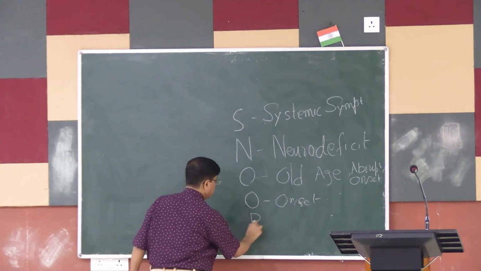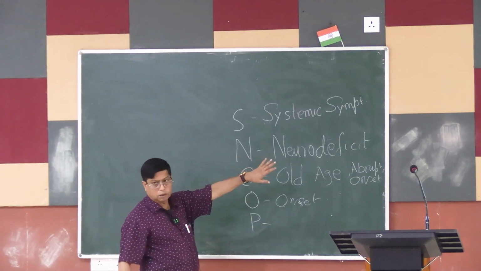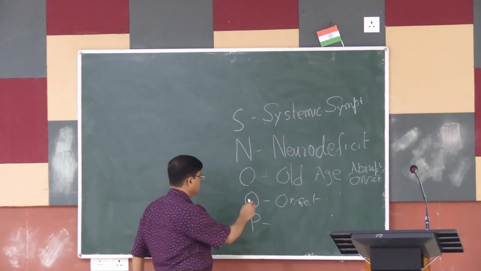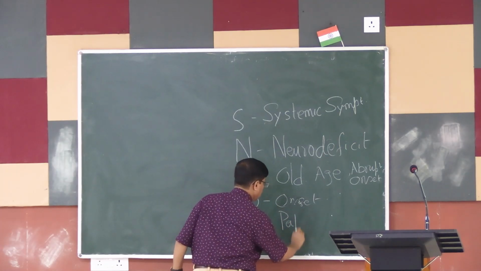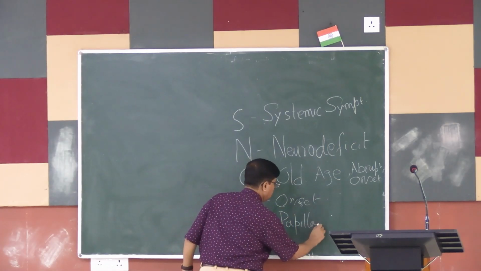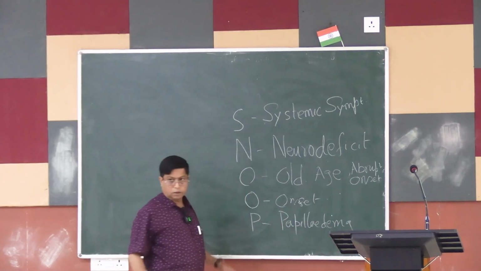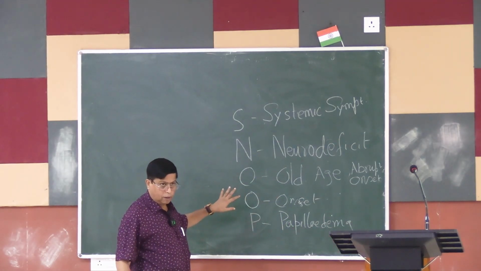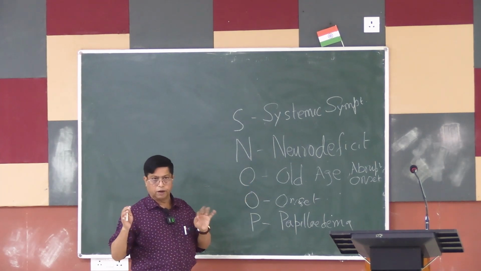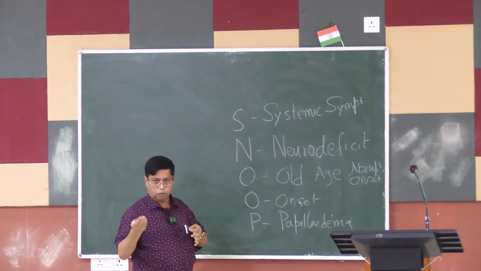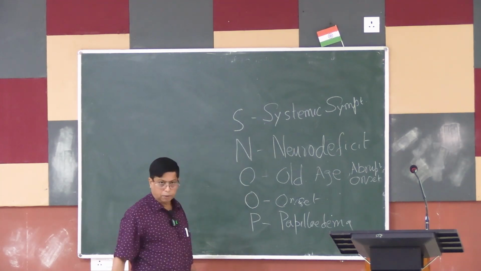Then P. Papilledema. All this has been mentioned in that slide. But to remember, you can remember like this: SNOOP, pregnancy, papilledema. Papilledema I have shown you. This is a sign for raised intracranial tension. This is a red flag sign. This is a common question in your theory exam. What are the red flag signs of headache? Maybe a 4 number or 5 number question. So remember this. P for papilledema.